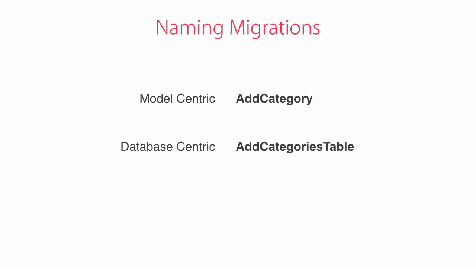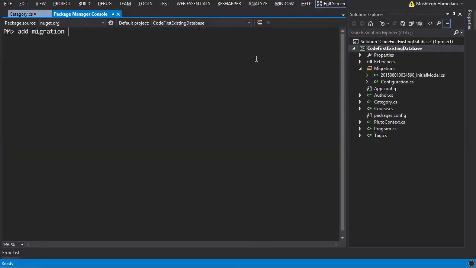Which one is better? I personally started with model-centric names, but with experience, I realized that database-centric names are a bit better because sometimes your migrations are purely for modifying database objects that do not have a representation in your model. For example, you might want to create a trigger or modify an index or a stored procedure or a view. These objects do not have a representation in your model. They're purely database objects. So let's give it a database-centric name. Add categories table.